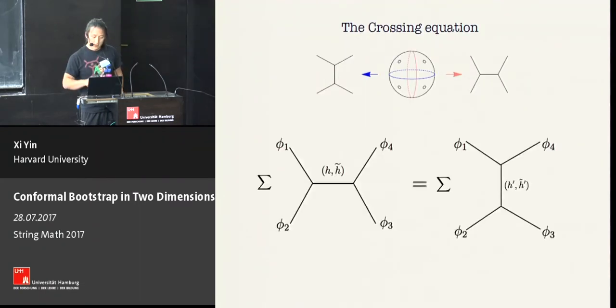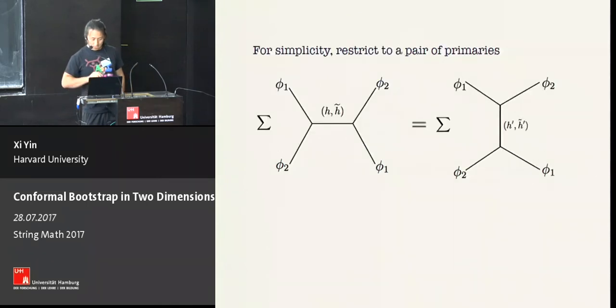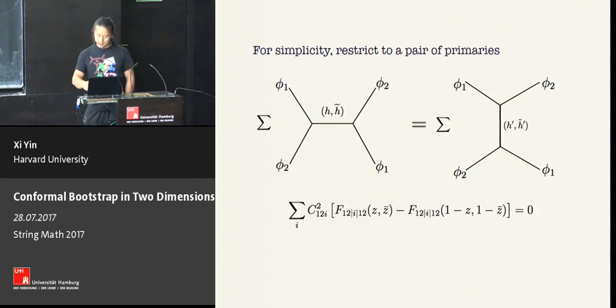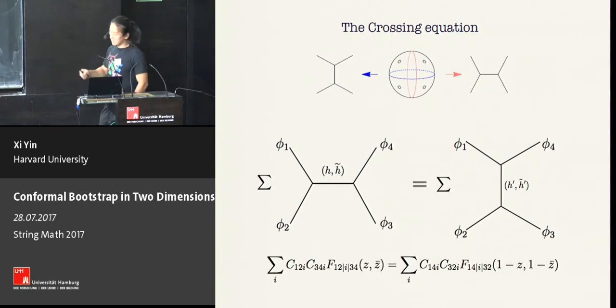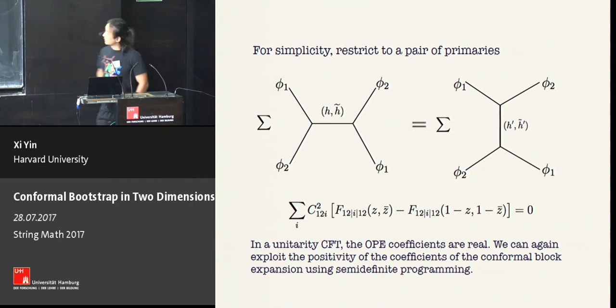Okay, so now let's discuss the crossing equation for the sphere 4-point function. It takes this form. In terms of the formula, it looks like this. There's some conformal block multiplied by structure constants, and then there's the other cross-channel conformal block multiplied by another set of structure constants, with the conformal cross ratio z mapped to 1 minus z. For simplicity, if you restrict to a pair of identical primaries, then the product of structure constants now becomes squares. And in a unitary conformal field theory, the C coefficients are real, so C squares are positive.